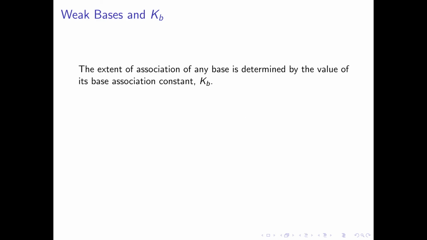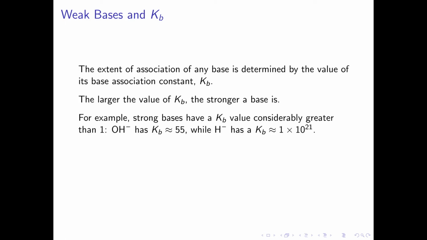The extent of association of any base is determined by the value of its base association constant, Kb. Again, as with any K, the larger the value, the farther it lies toward products. So the larger the value of Kb, the stronger a base is and the more it tends to associate. For example, strong bases have a Kb value considerably greater than 1. If we consider the hydroxide ion, it has Kb approximately equal to 55, while the hydride ion, H-, has a Kb value approximately equal to 1 times 10 to the 21st power.